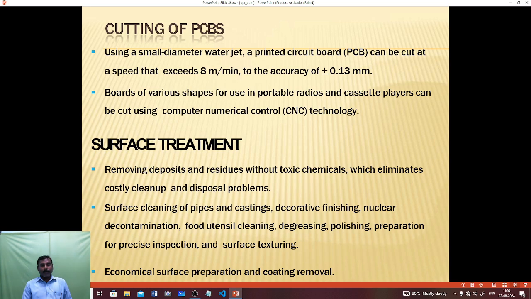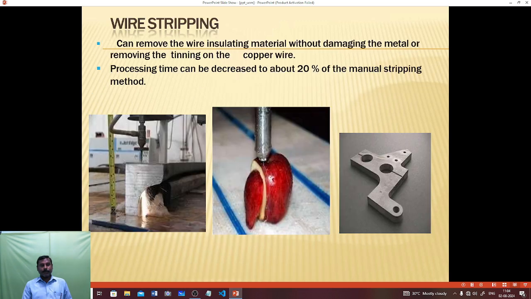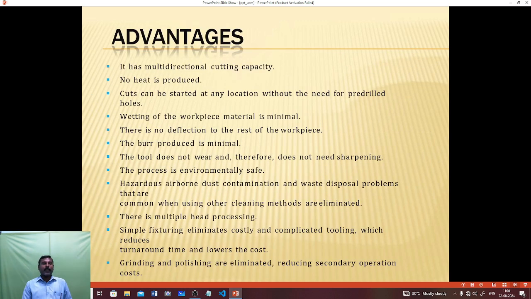Applications include surface cleaning of pipes and castings, deburring, finishing, nuclear decontamination, and food industry cleaning. Then the advantages: it has multi-directional cutting capacity, no heat is produced, cuts can be started at any location without the need for predrilled holes, and the weight of the workpiece material is minimal.